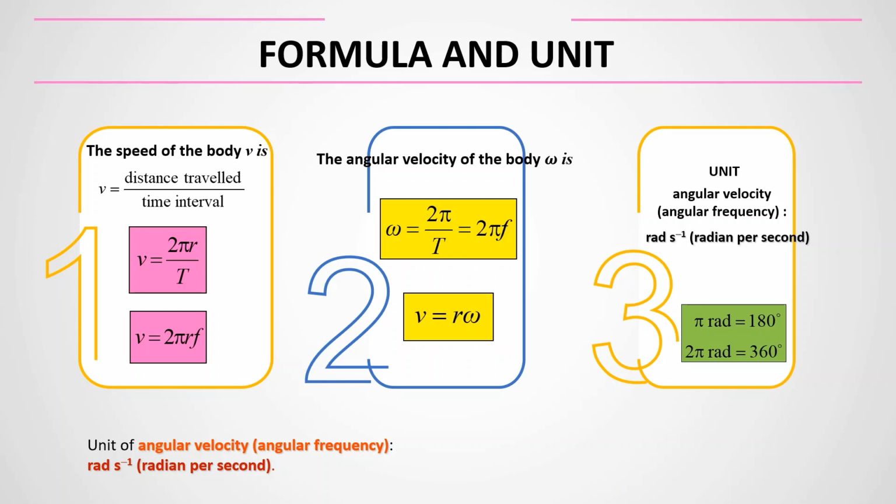The relationship between the speed of the body and angular velocity is given by v is equal to r omega. Angular velocity is also known as angular frequency, and the unit for angular velocity is radian per second. For you to know, pi radian is equal to 180 degrees and 2 pi radian is equal to 360 degrees.